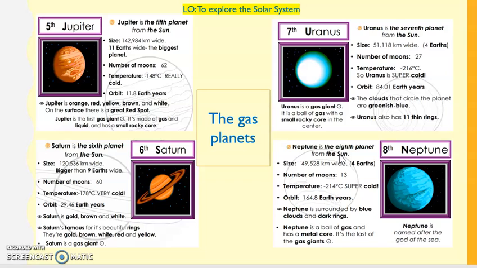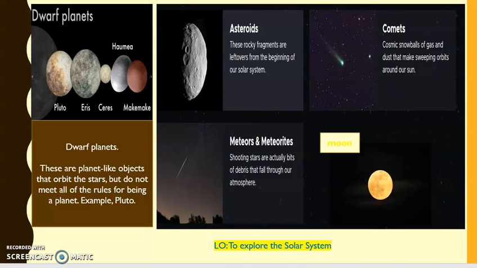And the last of the planets is Neptune. Neptune is the 8th planet from the Sun. The size of Neptune is about 49,528 kilometers wide. Neptune has 13 moons.